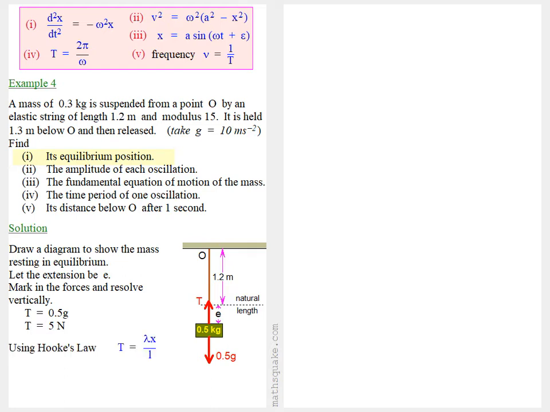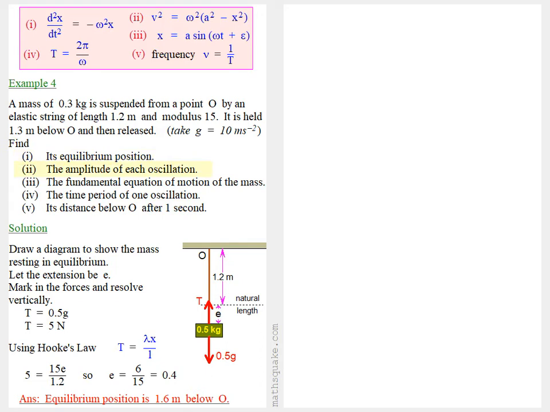Then we can use Hooke's law. T is equal to lambda x over L. Now we know the tension T is 5, we know lambda is equal to 15, and the natural length is 1.2. So 5 is equal to 15e over 1.2, which we can rearrange to get e is equal to 6 over 15, or 0.4. So the equilibrium position is 0.4 meters below the natural length, which means the equilibrium position is 1.6 meters below O.